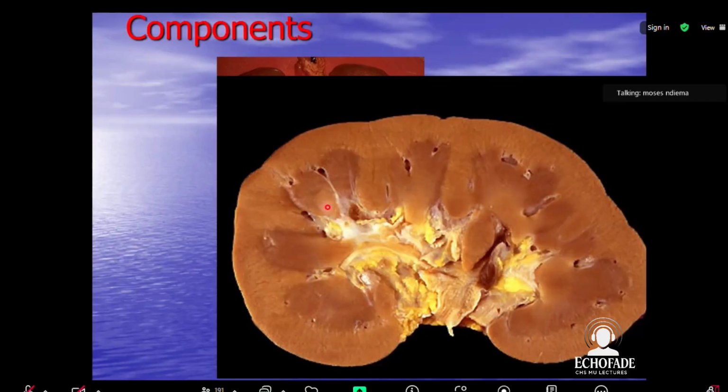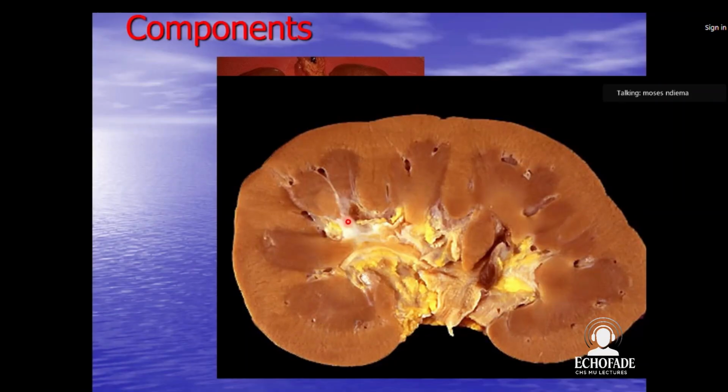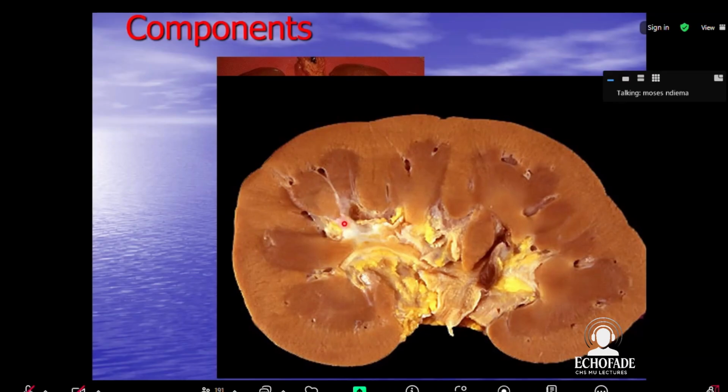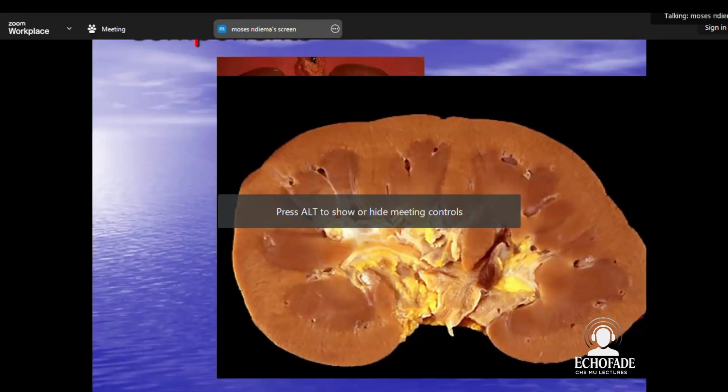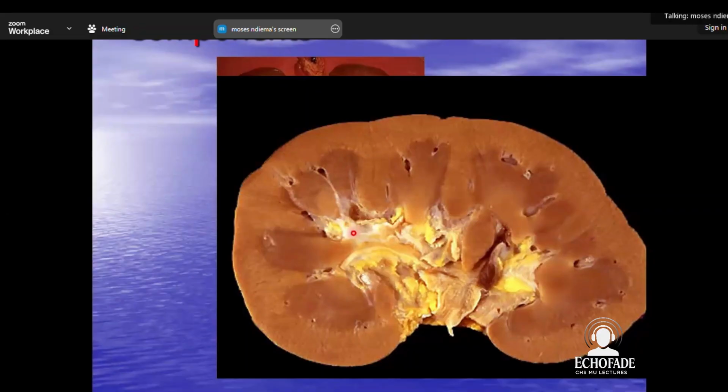So each papilla opens into a minor calces where the urine from the collecting ducts is emptied at the papilla into the minor calces. So that collecting duct at that region, we refer to it as the papillary duct. When they empty into the minor calces, several minor calces collect together and form major calces. So several of these empty into a major calyx, and those major calyces now open into a renal pelvis.